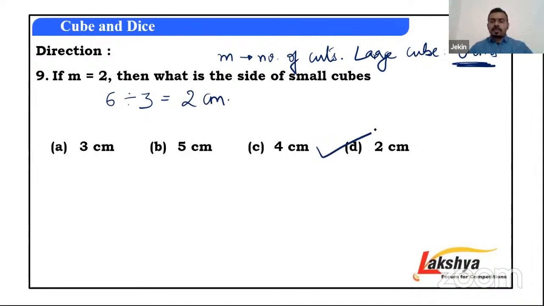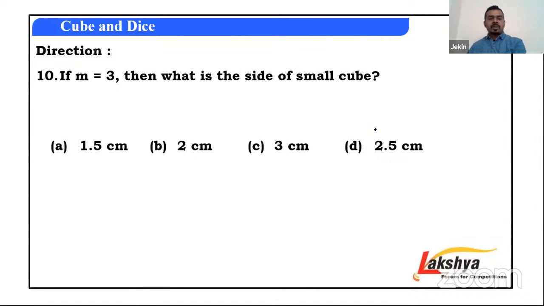They're just checking a concept out here. Are you able to understand the number of cuts made to one single side, and therefore what would be the size of each side? Because the number of cuts are equidistant. Therefore 6 divided by 3 is 2 centimeters. As simple as that. Look at the next question.